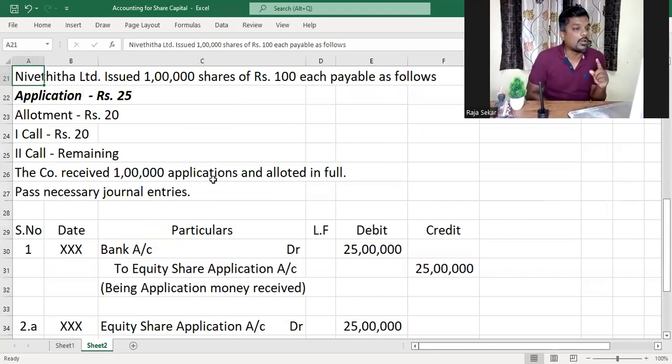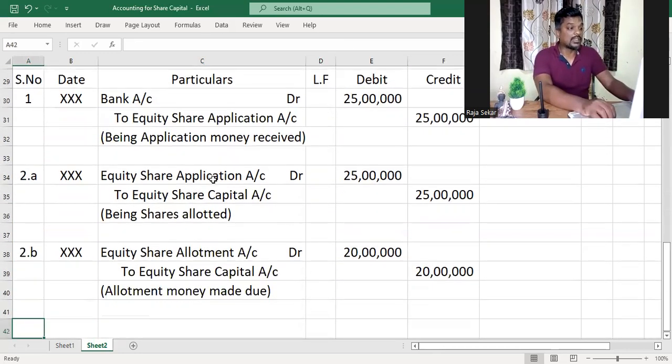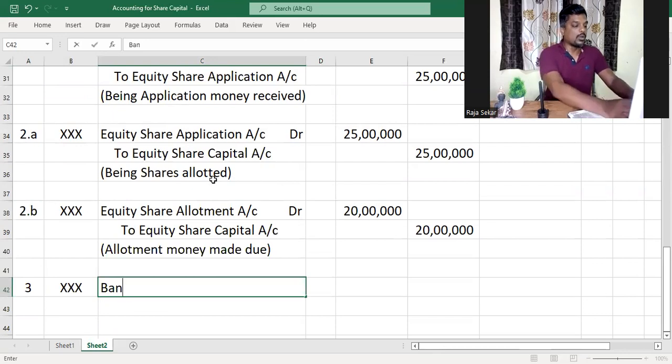In this question, all the shareholders will pay. No one has defaulted. Understood, my dear children? And therefore, I would have received the entire 20 lakh that I called during allotment. So now it's time for me to account for receiving allotment money.